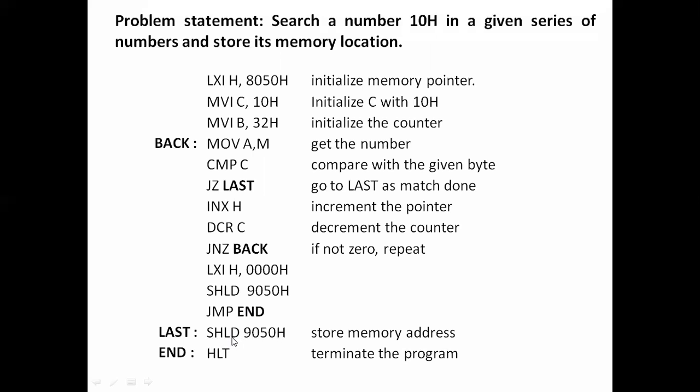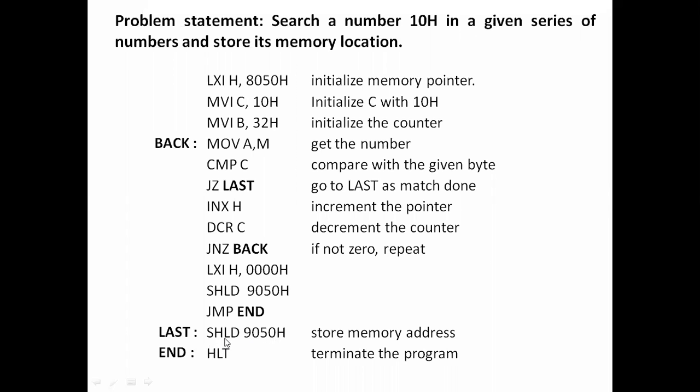Of course, this instruction has not been explained. We will explain it later on, but here it is being used. So you learn how this instruction works. SHLD means store the HL pair directly to 9050. Whatever is the content of the HL pair, it will be stored in 9050 and 9051 consecutively. So the L register content will be stored at 9050 and the H register content will be stored at 9051.